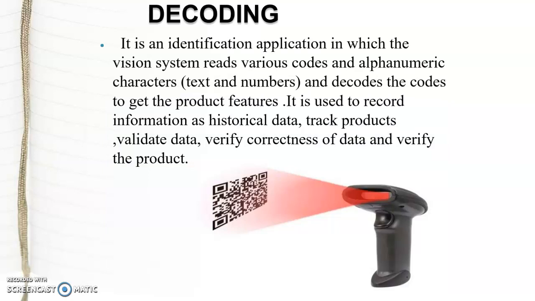In decoding, it is an identification application in which the vision system reads various codes and alphanumeric characters and decodes the codes to get the product features.